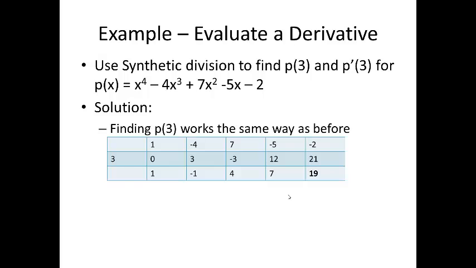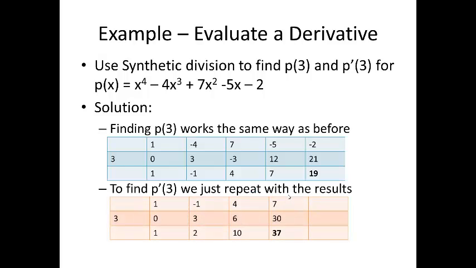Now, to find p prime of 3, we just repeat the process with the results from the previous calculation. In particular, the 1, minus 1, 4, 7 that we have in the bottom row. So 3 times 1 is 3, minus 1 plus 3 is 2, 3 times 2 is 6, 4 plus 6 is 10, 3 times 10 is 30, and 7 plus 30 is 37, so p prime of 3 is 37. So, as a result of applying Horner's algorithm in this example, we see p of 3 is 19 and p prime of 3 is 37.